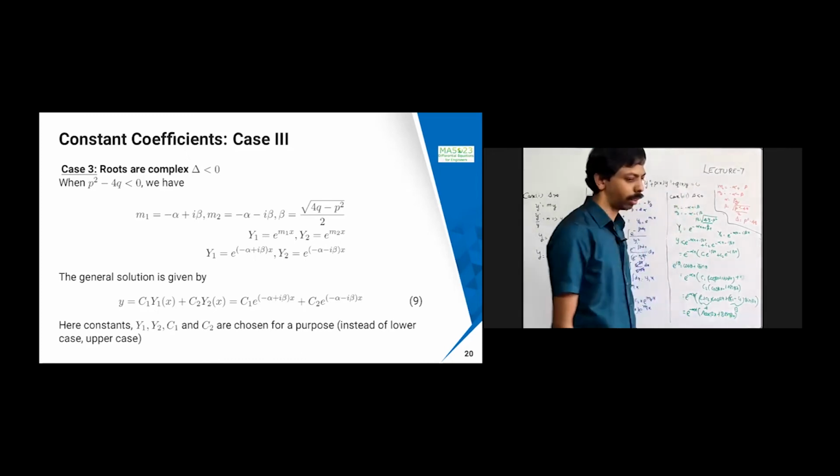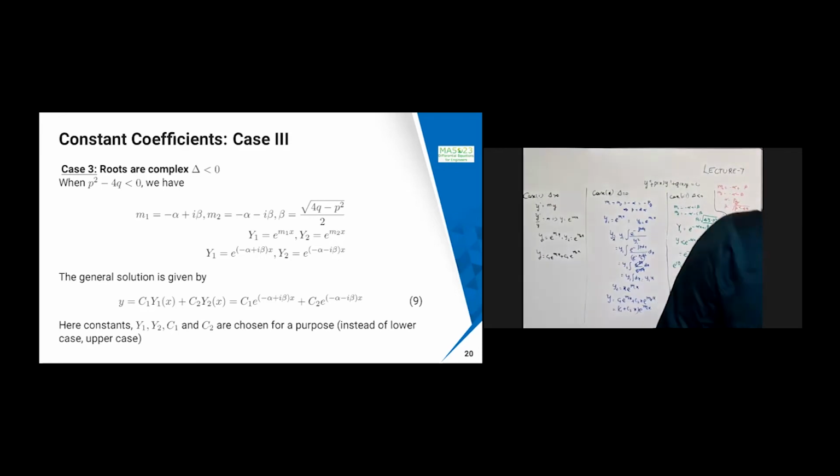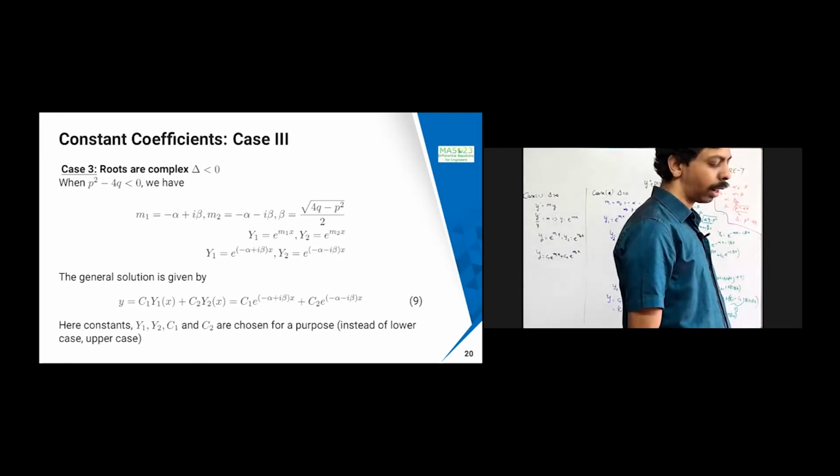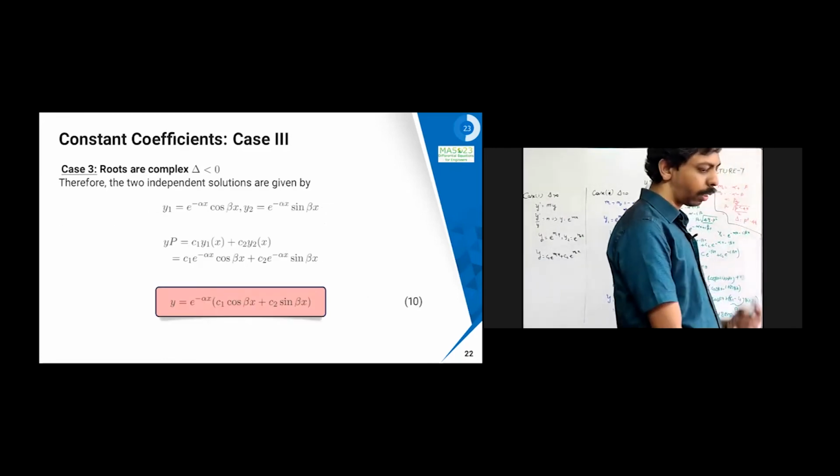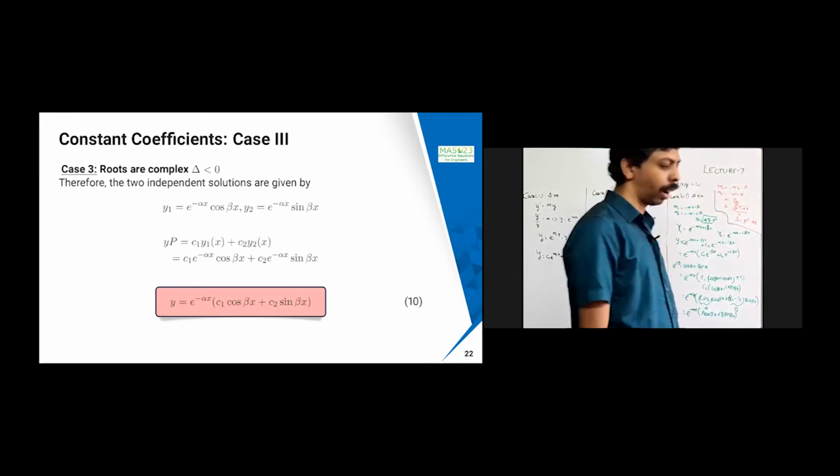Okay, so that's it. So these are the three cases we got. Case one is delta greater than zero, case two is delta equal to zero, and case three is delta less than zero. In the first case, y equals c1 e power m1 x plus c2 e power m2 x, and in the second case this is going to be c1 plus c2 x into e power m1 x.